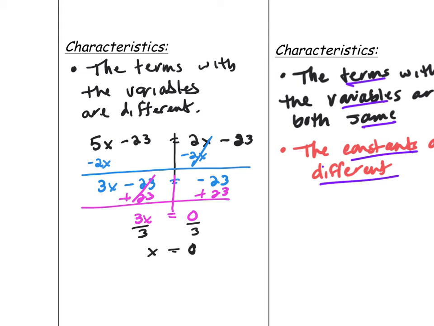Now, 0 is a solution. It is one solution, and it means that this would be true if 5 times 0 minus 23 and 2 times 0 minus 23 were on each side, they would both be equal to negative 23. And this one solution, meaning x equals 0, would work. That's the only solution that would make this true. So this is a proof of why we only need to focus on the fact that the terms with the variables are different. Okay?